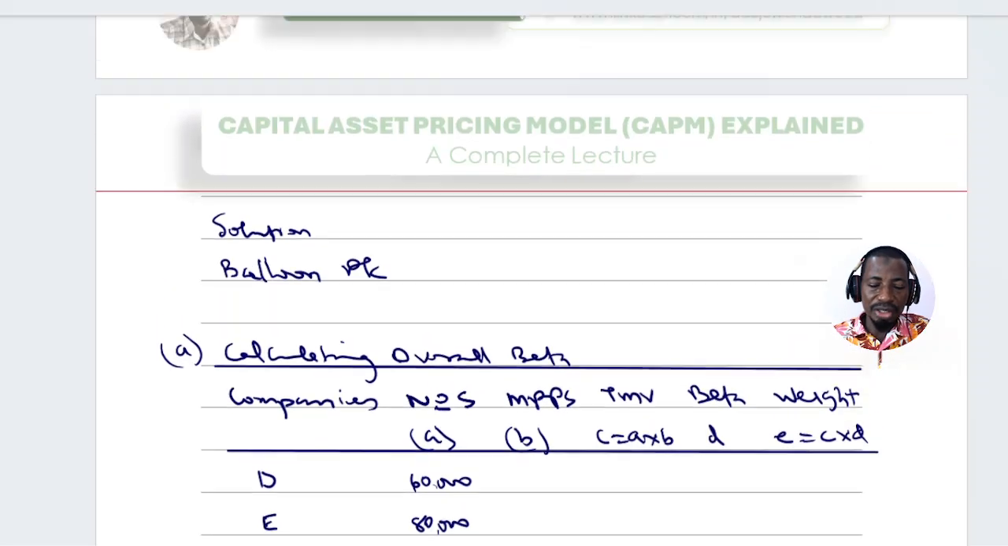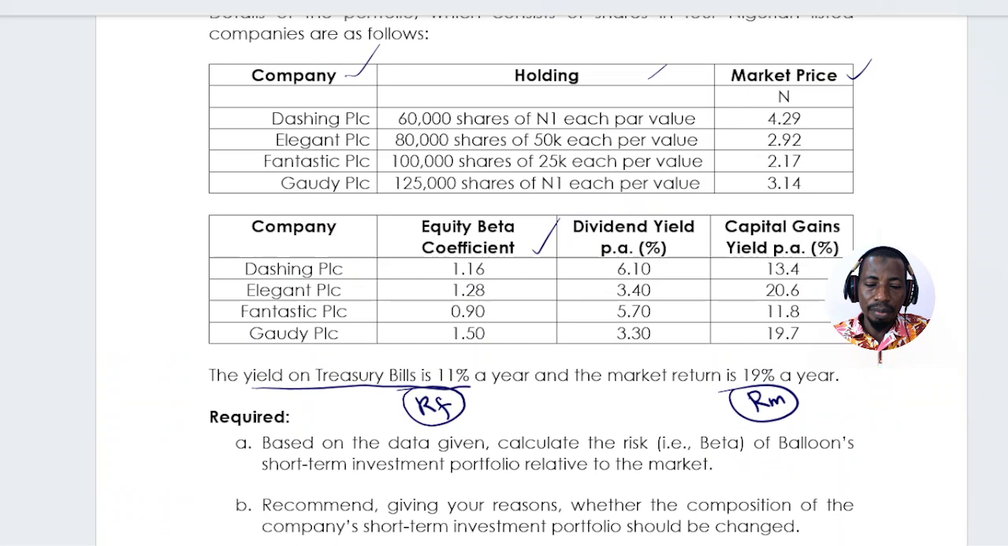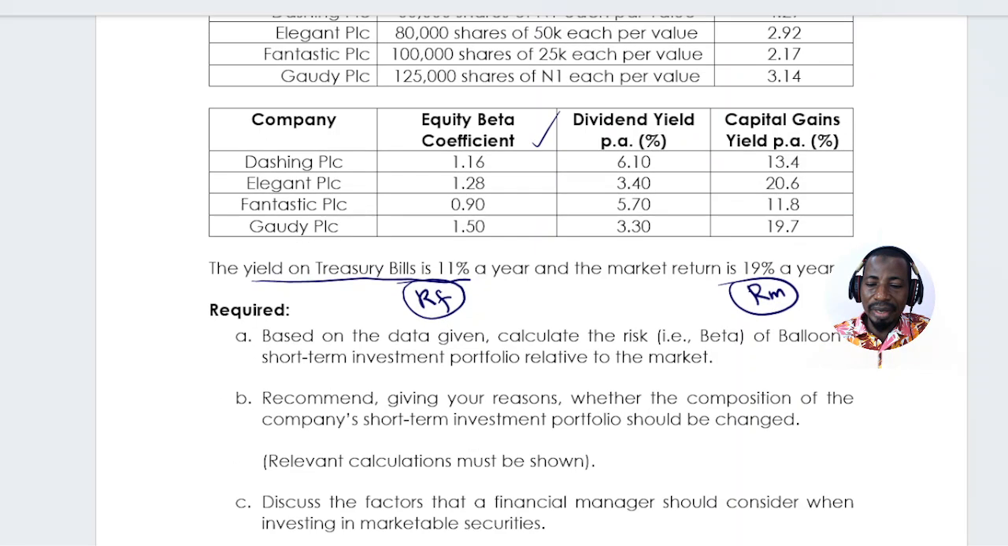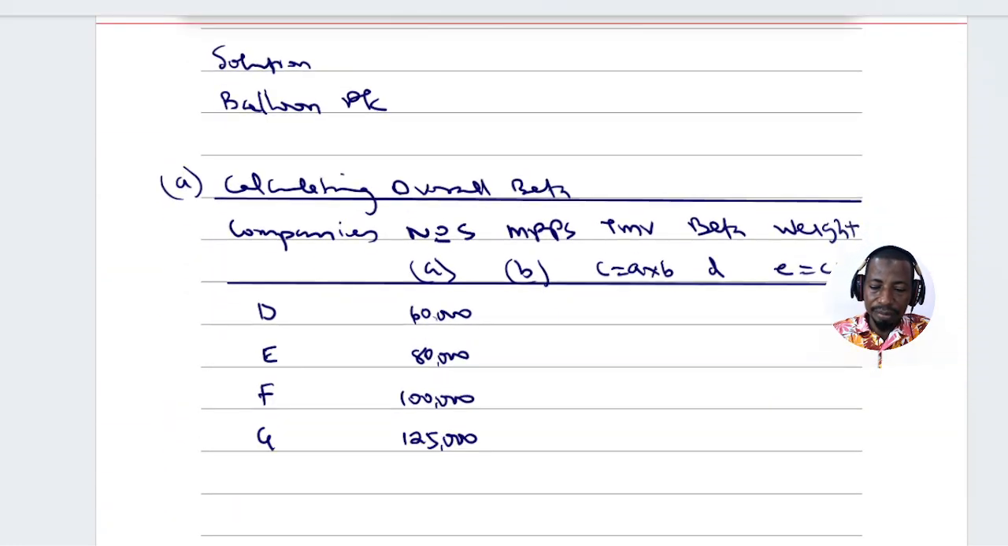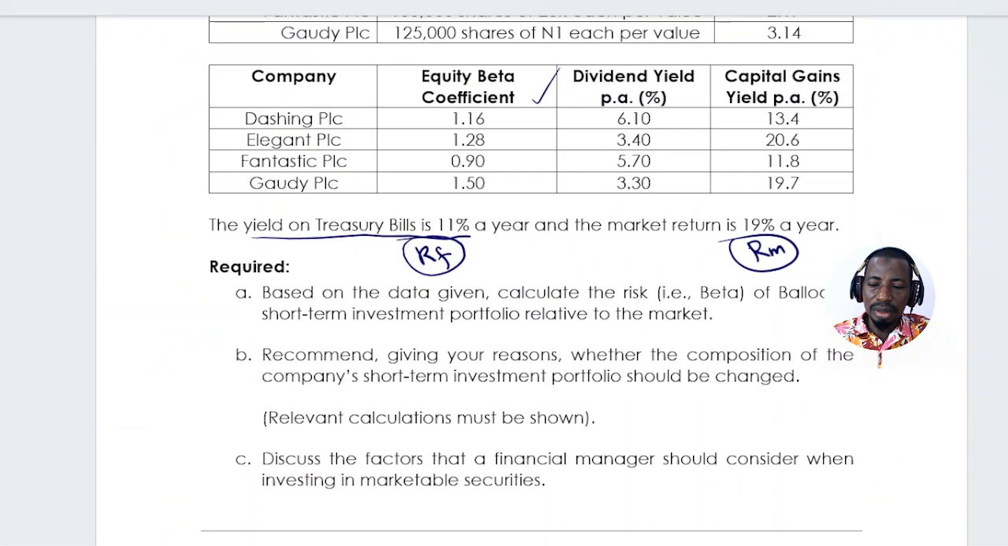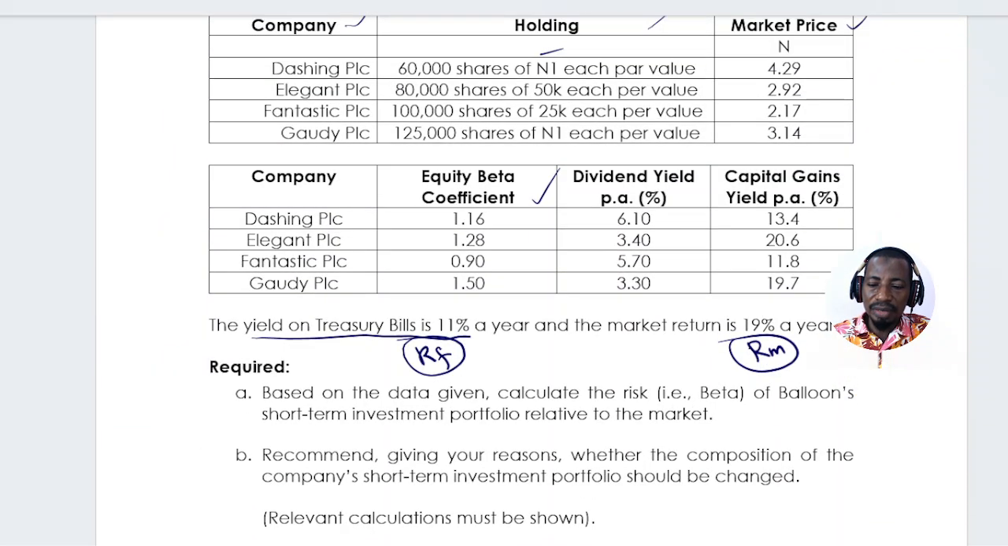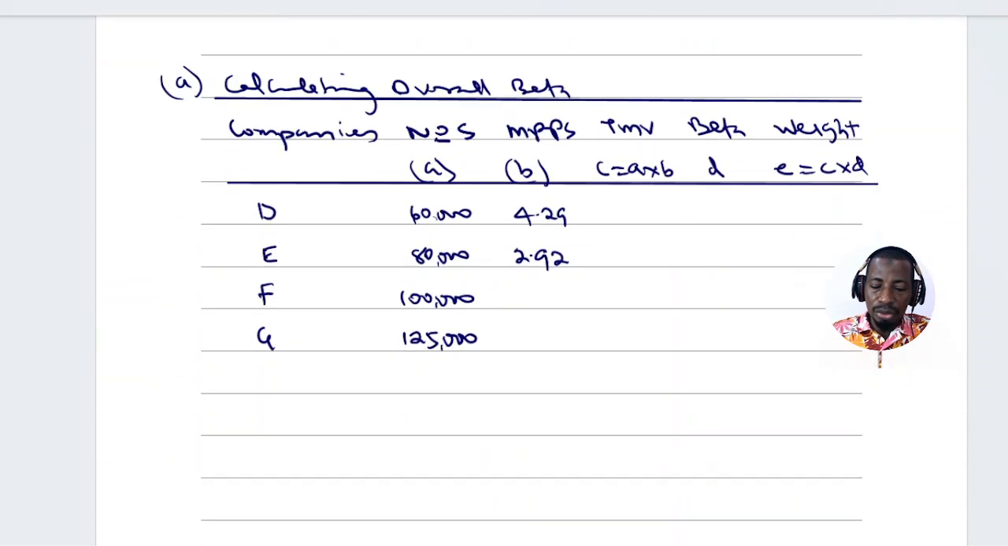Market price per share in each of the companies. There is a difference between market par value or nominal price of the shares and the market price. Our focus is on the market price. So you don't use the nominal price. So 4.29, 2.92, 4.29, 2.92. Next one, 2.17, 3.14, 2.17.